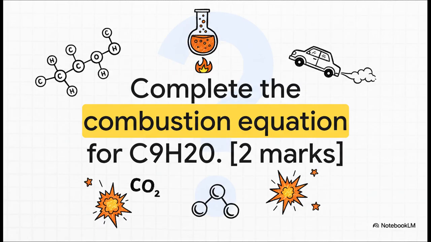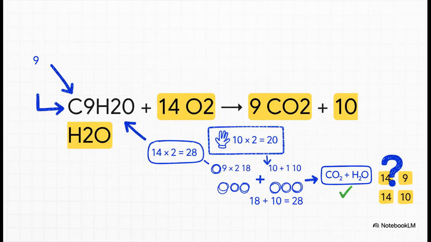Next up, we've got a real classic chemistry skill, balancing a combustion equation. You're given the hydrocarbon C9H20, and you have to write out the full, balanced equation for its complete combustion. All right, let's walk through this balancing act. To get the full 2 marks, it has to be perfect.